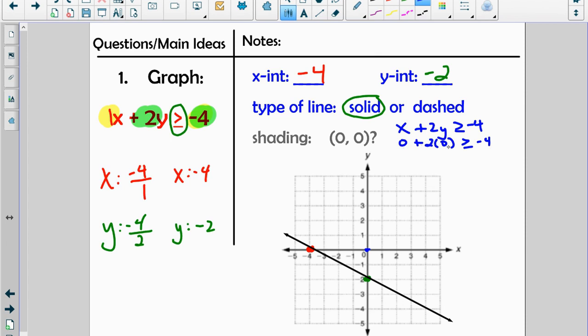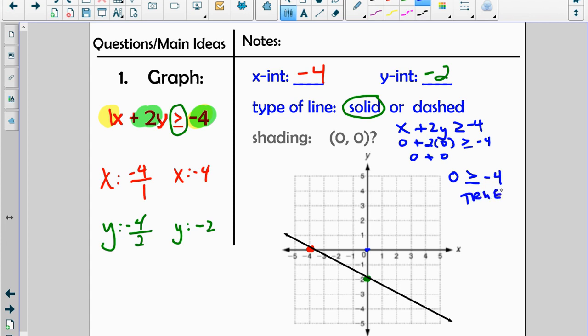0 + 2 times 0. Well, 2 times 0 is 0. And then 0 + 0 is 0. So we're just testing this inequality. Let me rewrite that. That's kind of small. 0 ≥ -4. If it helps, think about your y-axis to determine if that's true or not. Is 0 greater than or equal to -4? Well, yeah, 0 is greater than -4, so that would be true.